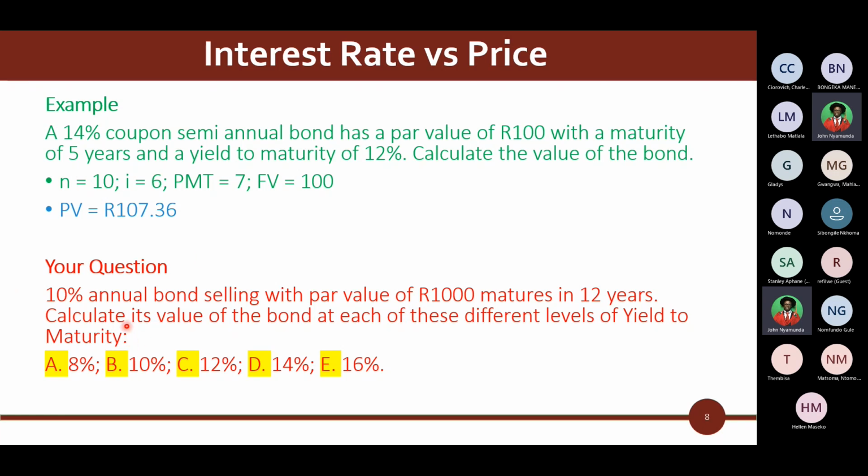So your calculator out. Your financial calculator is in front of you. A 10% annual bond selling at a par value of 1,000. 10% of 1,000 is 100. So PMT 100. Ladies and gentlemen, go and put that PMT as 100. N 12. Put that 12 in there. FV, ladies and gentlemen, go and put 1,000. And then, whatever calculator you have, now find the price. Then just say PV. What number do you get? That's the thing we are looking for.